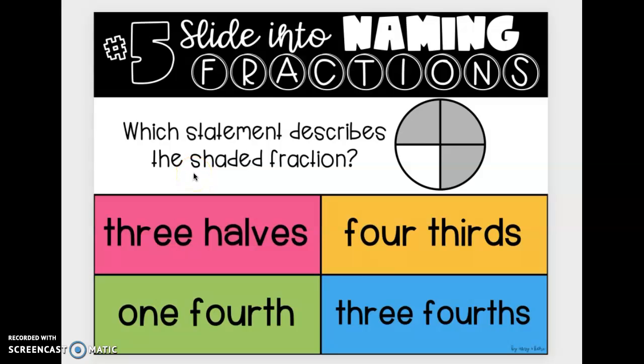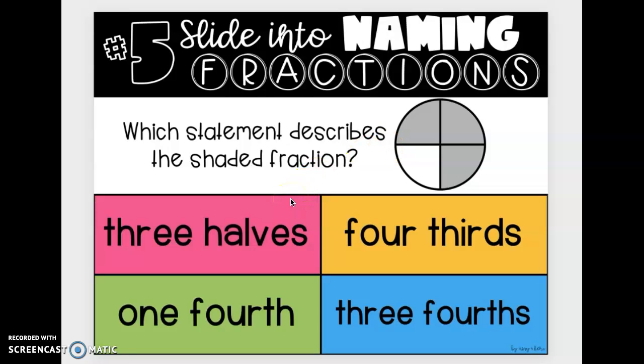Which statement describes the shaded fraction? So first, let's look at the shape, and let's see how many ways this shape is divided up or partitioned up. 1, 2, 3, and 4. It's divided up into four pieces. So we would say that this shape is divided into fourths. How many pieces are shaded? Yeah, that's right. 1, 2, 3. So three fourths of the circle is shaded.